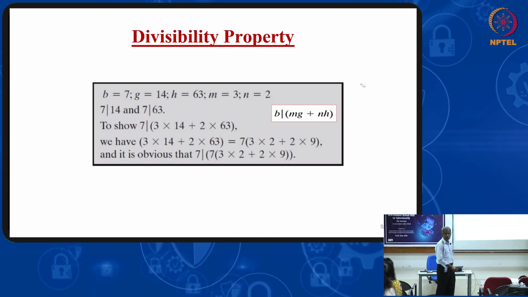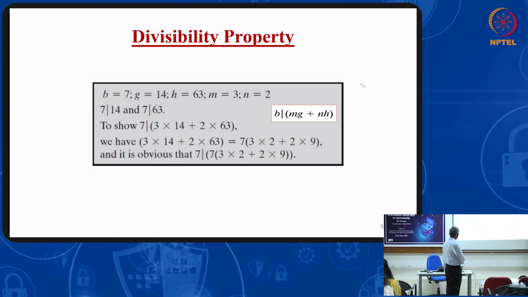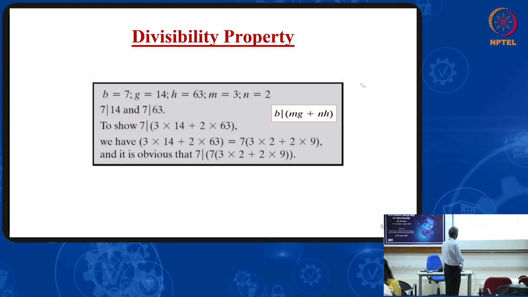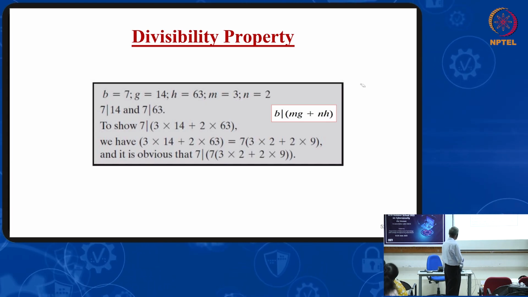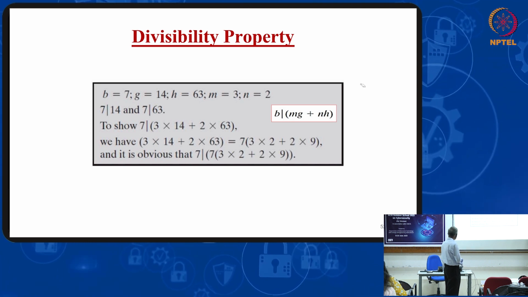So one example for the same thing: b equal to 7, g equal to 14, h equal to 63, m equal to 3, n equal to 2. We are going to prove this: b divides mg plus nh.